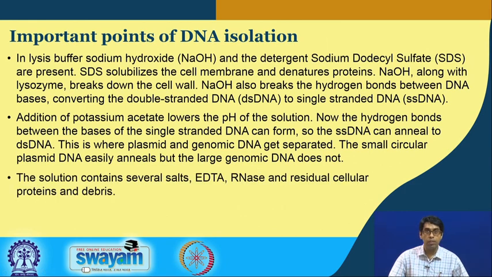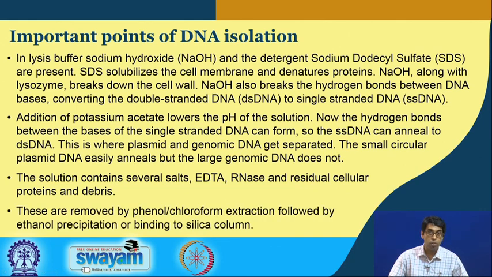Now what we do is we simply precipitate all this insoluble material that is present in the solution. Only our plasmid DNA remains soluble. The soluble part is extracted out, but it contains several salts. It contains EDTA, it contains RNase. RNase is a very stable protein, and it might also contain some residual cellular proteins and debris. So all of these have to be removed, and that is done by one of these two methods.